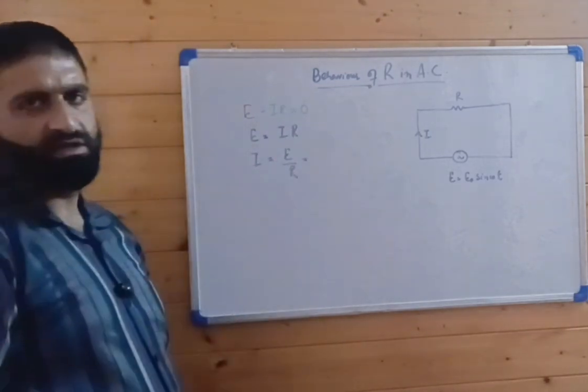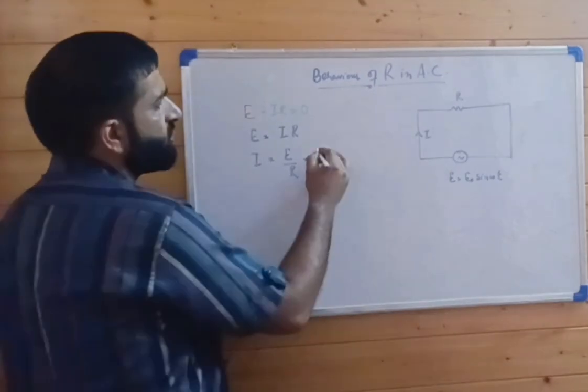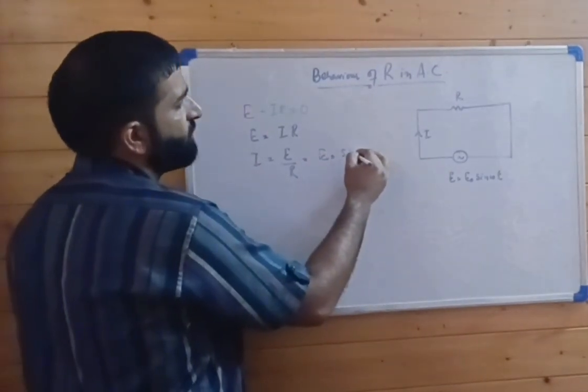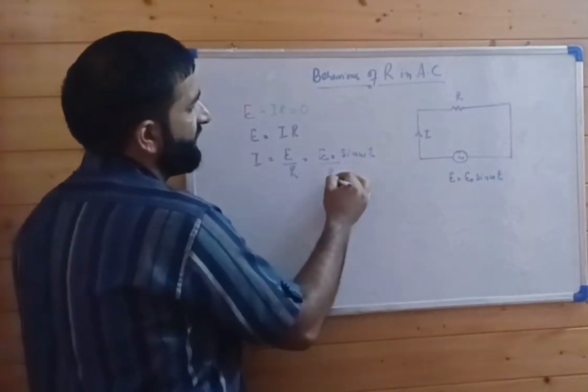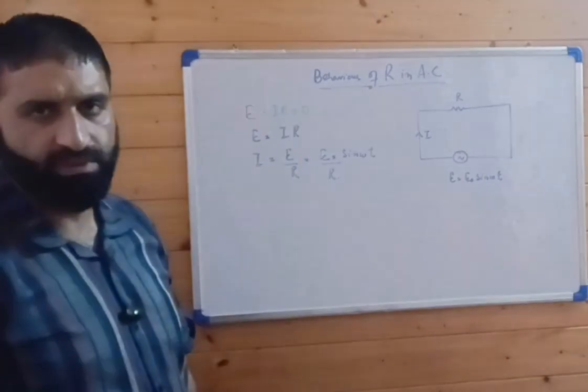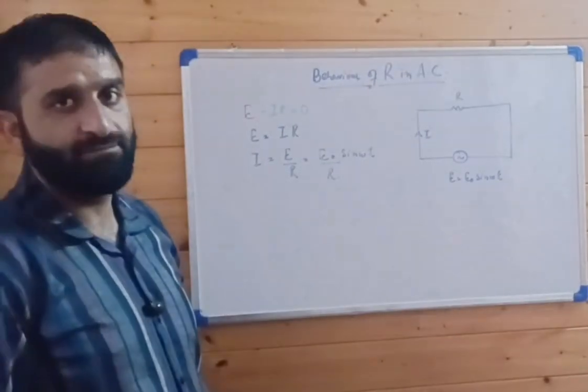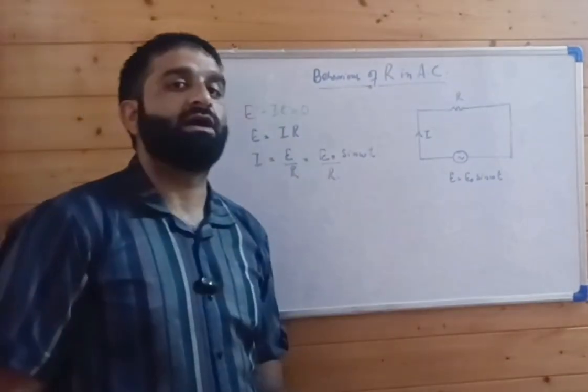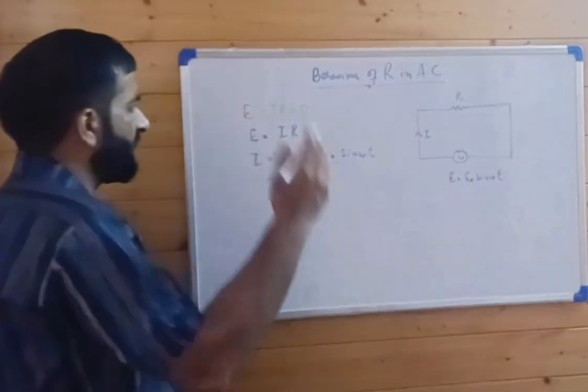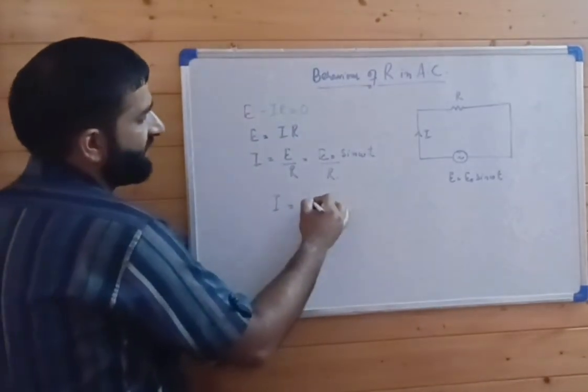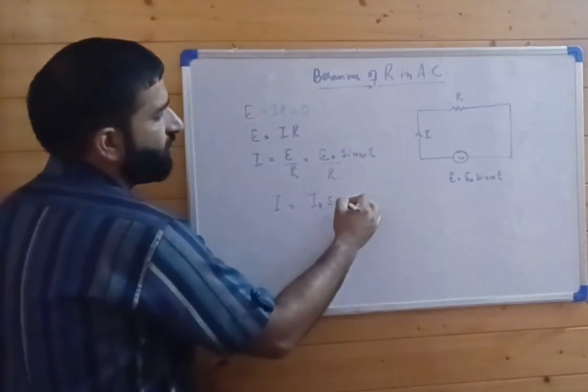Now, E is the instantaneous value of the EMF, and that is equal to E0 sine omega t. So, we will be having E0 sine of omega t divided by R. We know that E0 is the amplitude or the peak value of the AC. So, E0 by R will be the current, and that too will be the peak value of that current, or amplitude of that current. So, from there, we have that I is equal to I0 sine of omega t.